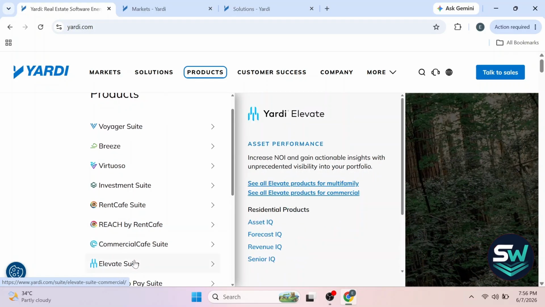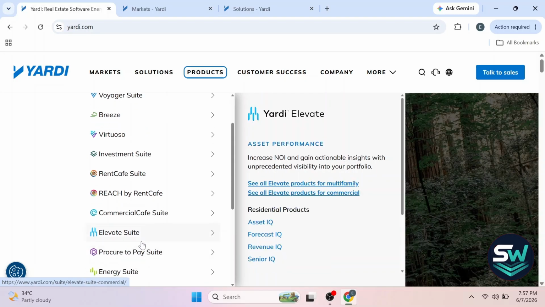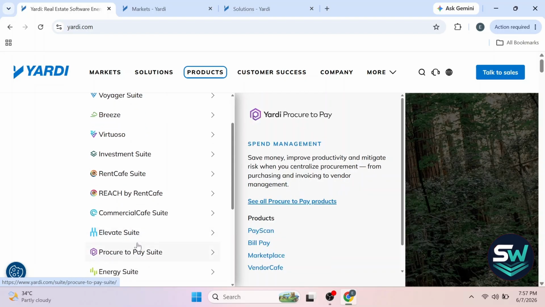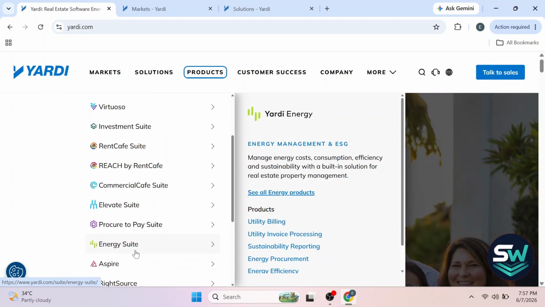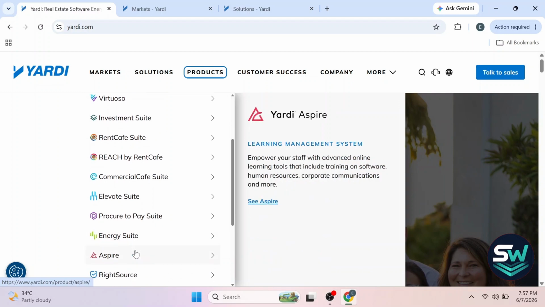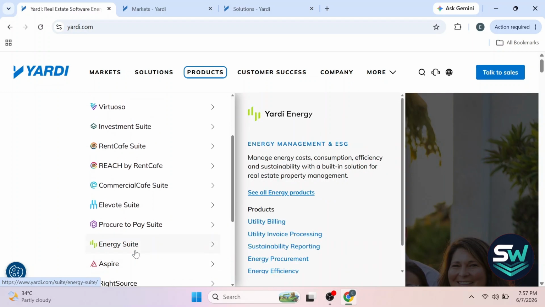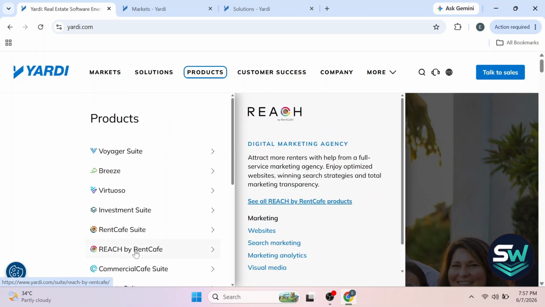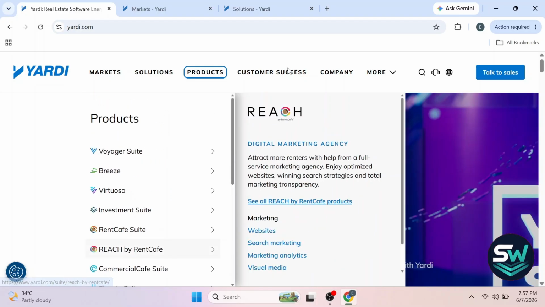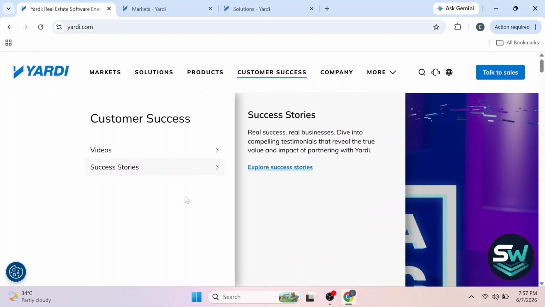experiences, communication, engagement, and property operations. Procure to Pay Suite helps automate purchasing workflows, and the Energy Suite focuses on utility management. Aspire is Yardi's learning management platform that delivers training programs, certifications, and there are many other products that you can see. And the customer success section focuses on helping clients maximize their investment in Yardi software.